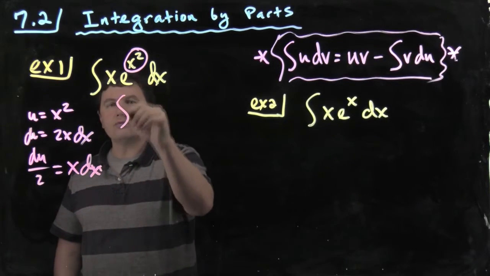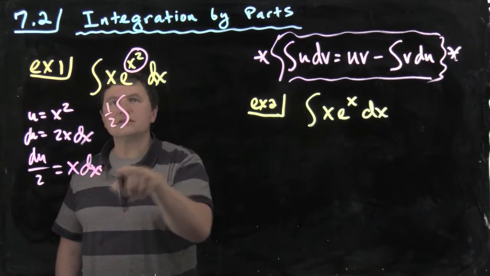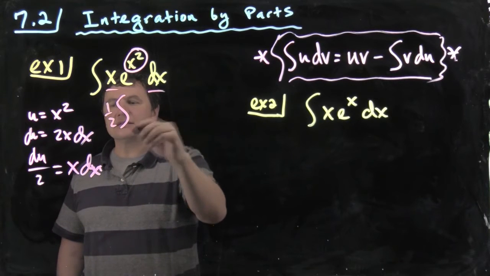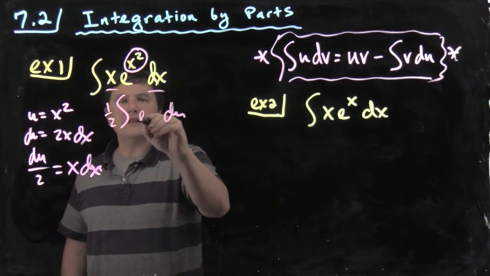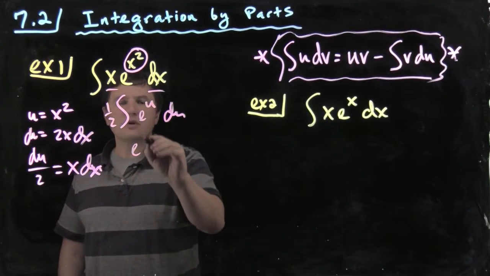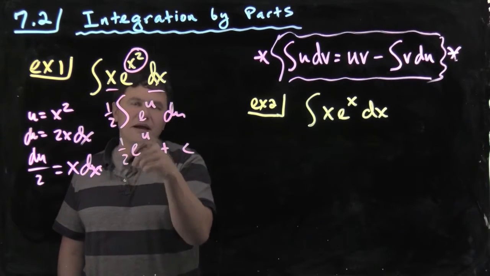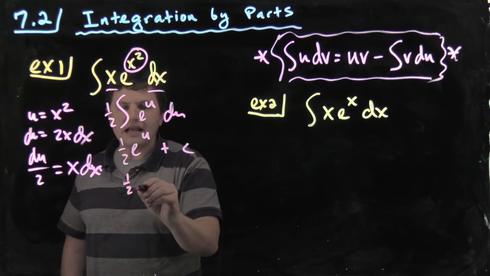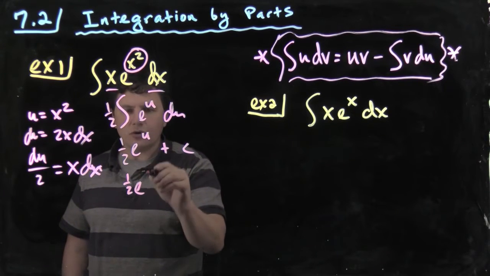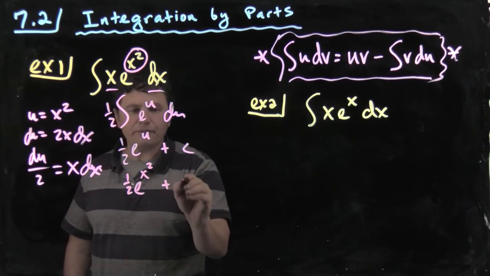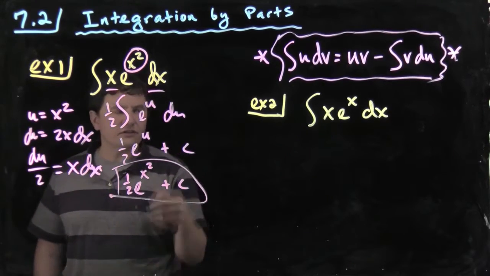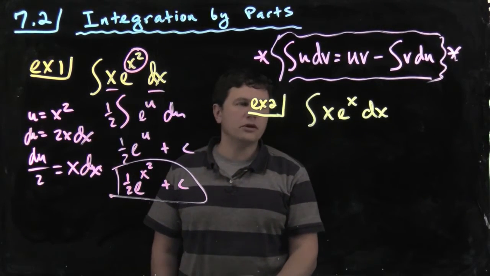So, you know, bring the 1/2 out front, x dx, that's going to be du, and that's e to the u, and this is relatively easy. Some of you might even be able to do this in your head, and that's fine as well. I don't really care if you can do an integral like this without doing u sub. Okay, so that is u sub, and that continues to be u sub.